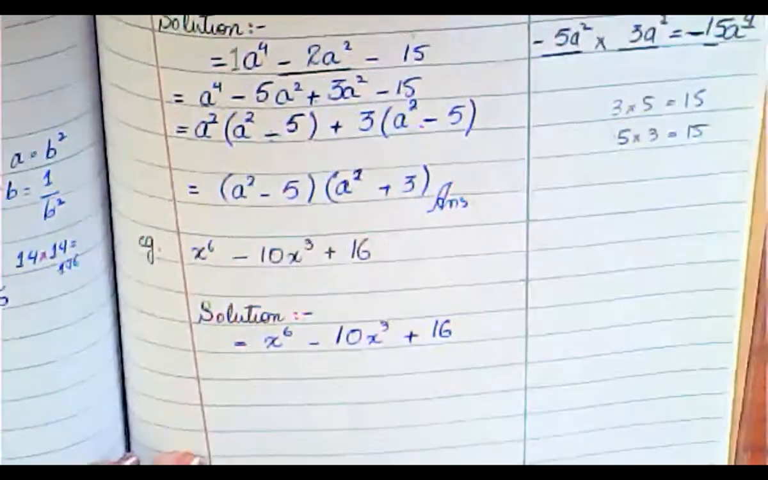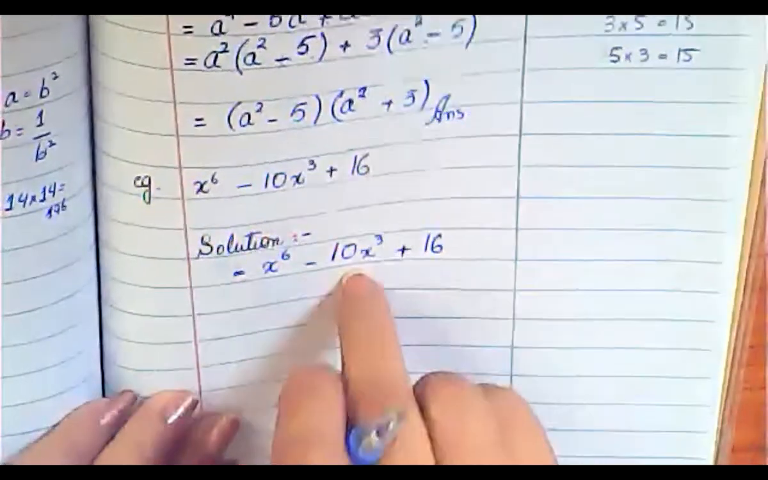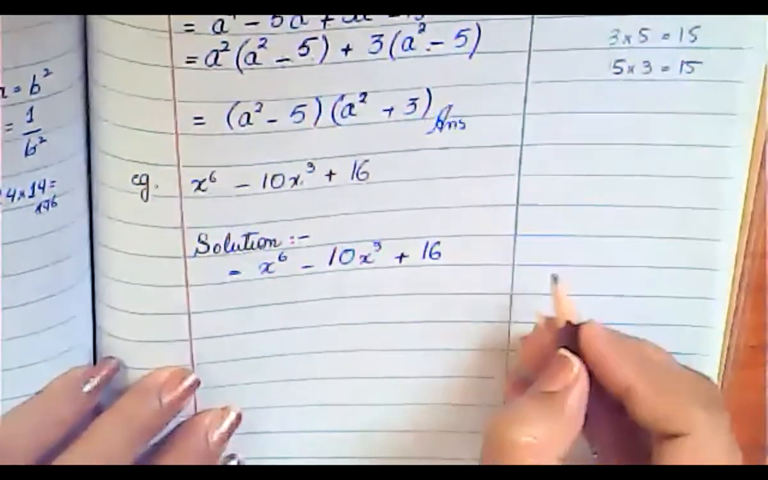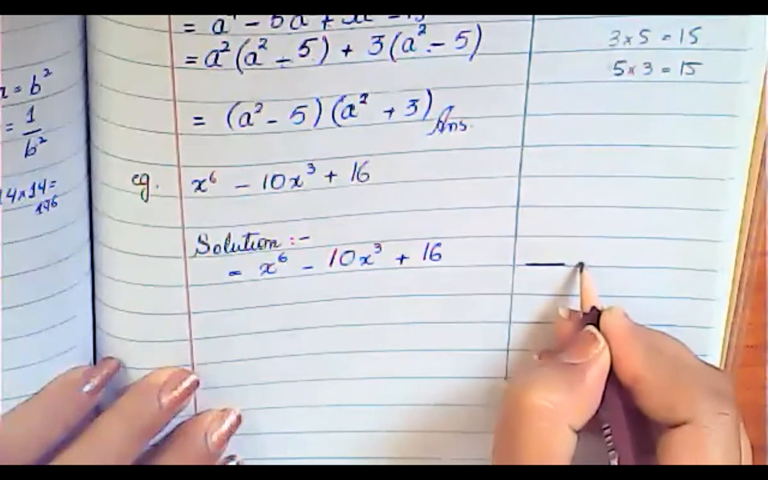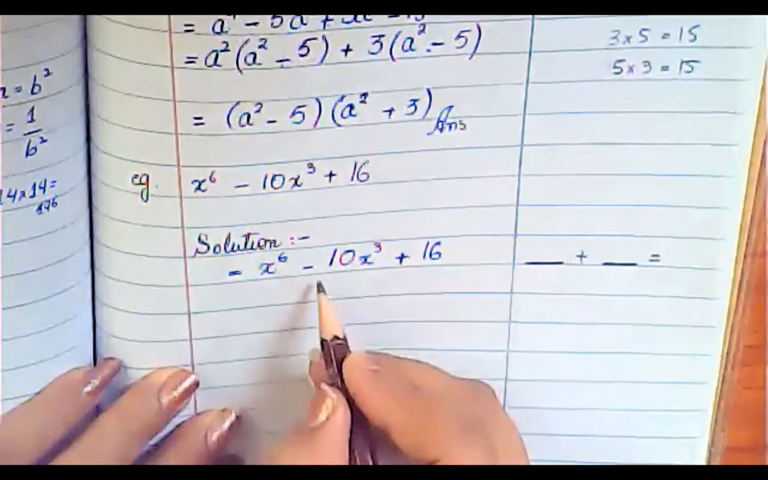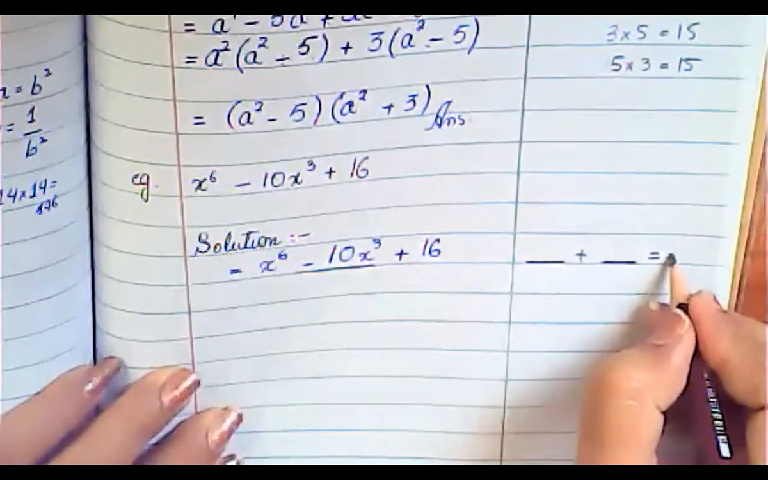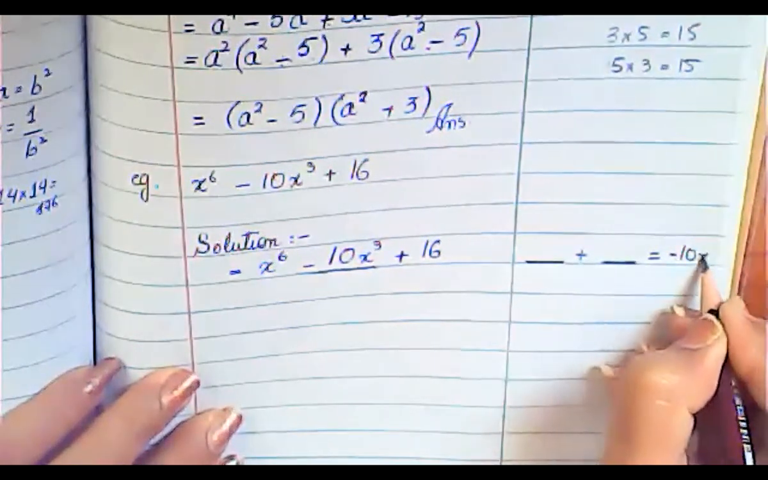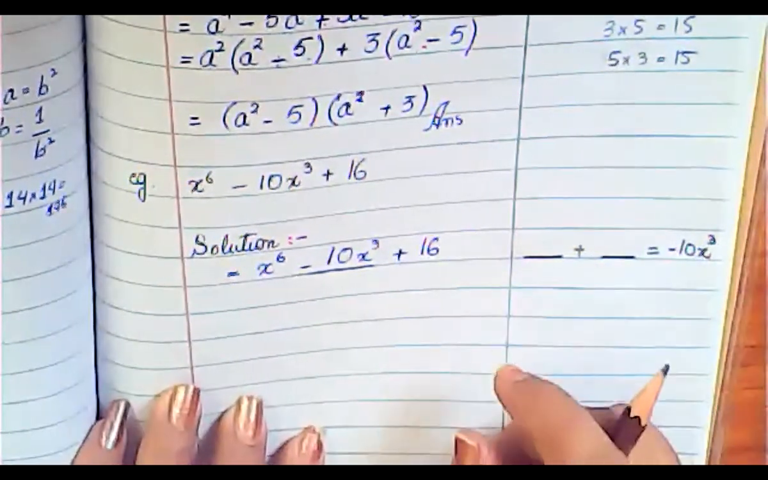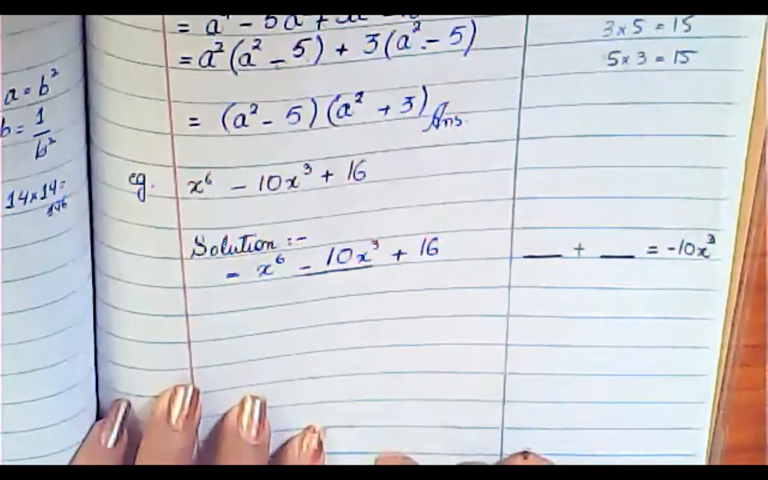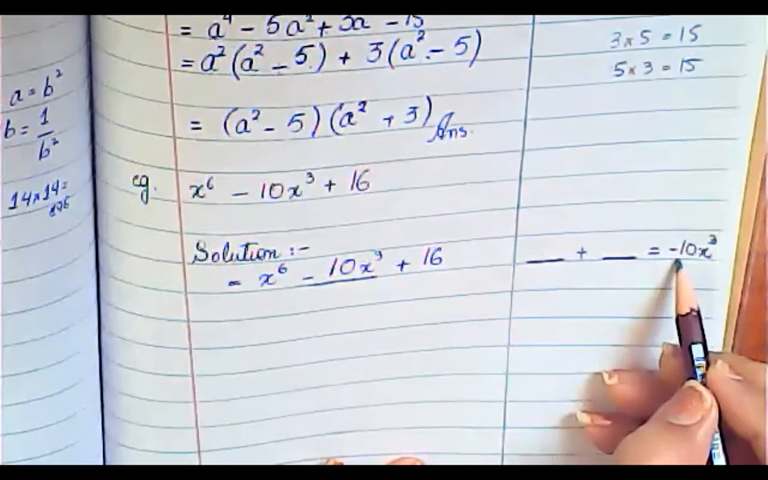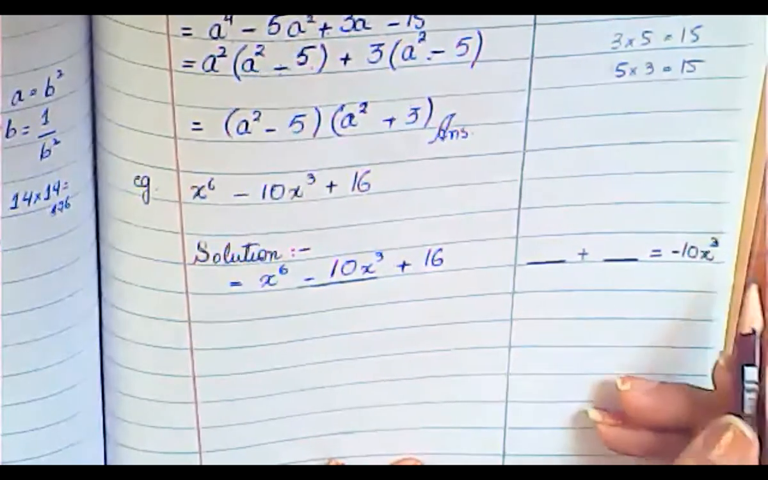Now what you have to do, you have to break this middle term, which is minus 10x cube. So what does it mean? It means you are going to add or subtract any two values, so that your answer should be equal to minus 10x cube. Okay, add or subtract, it's up to you. We will decide whether we are going to add it or subtract it, what we are going to do here. Okay, so that the answer should be minus 10x cube.